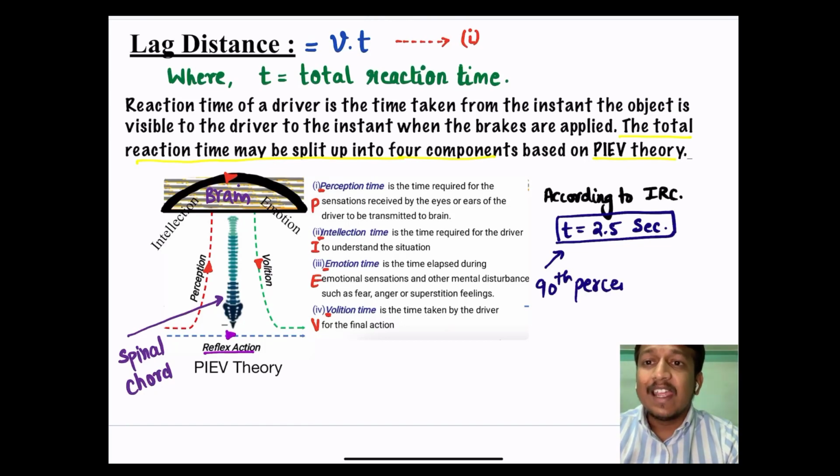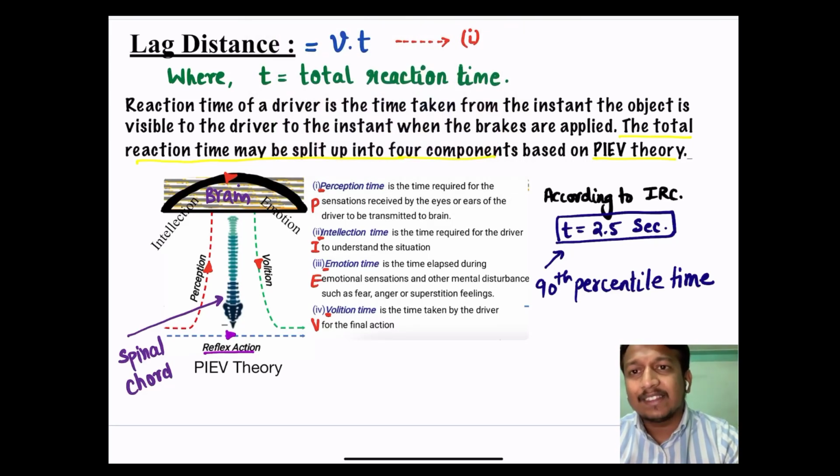This time is known as the 90th percentile time. It means that out of the total road users, 90% of the road users will apply the brake within 2.5 seconds or less. Studies show that the time required is nearly 1.5 to 2 seconds under normal conditions. But because of the variability of the drivers you see on the road, IRC has taken 2.5 seconds only, and they have considered only the 90th percentile.